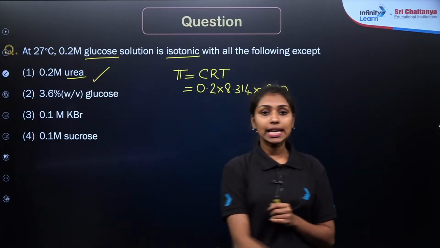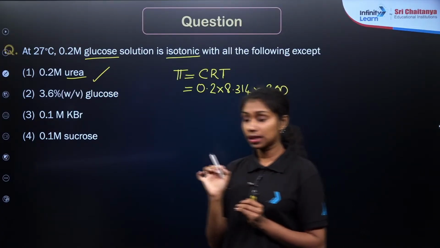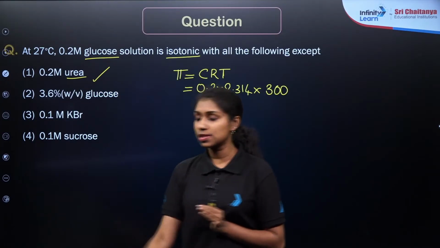Then what about the second case? 3.6 weight by volume percentage of glucose.